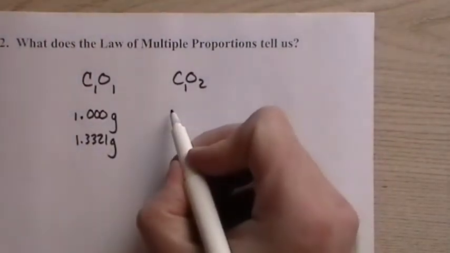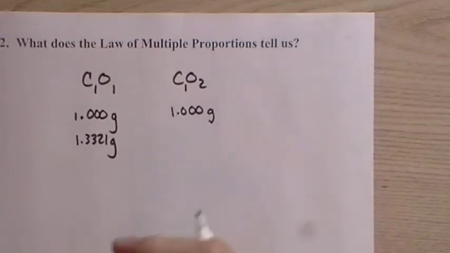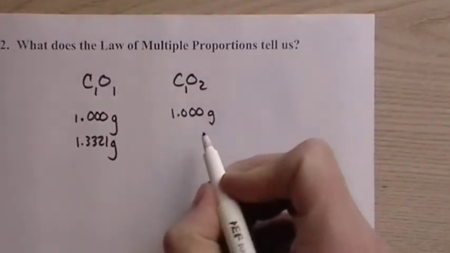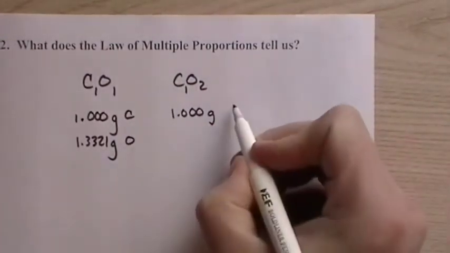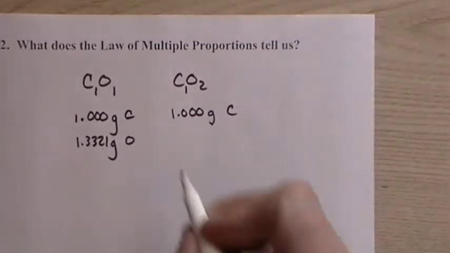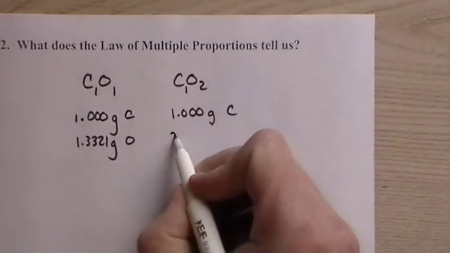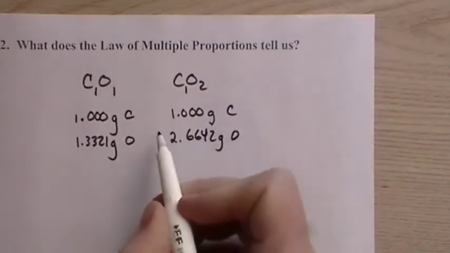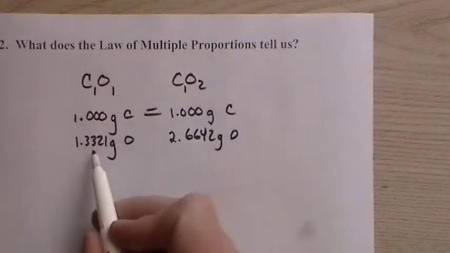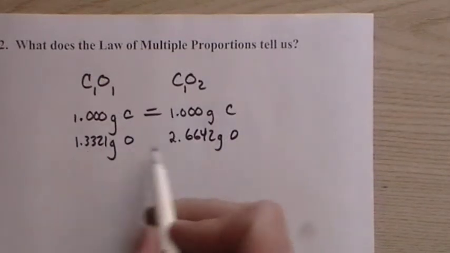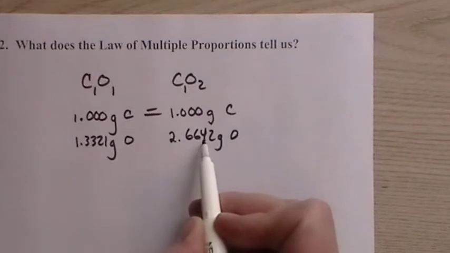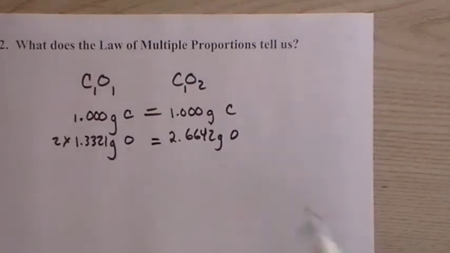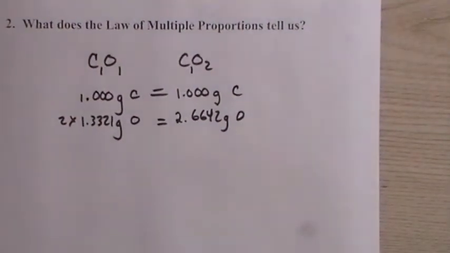And if we have CO2, and we break it down to its elements, 1 gram of carbon will also, for CO2, have 2.6642 grams of oxygen. You can see the relationship between 1.3321 and 2.6642: 2 times that gives us the same number. So we can see that the ratios are always, as they say, small whole numbers or integers.